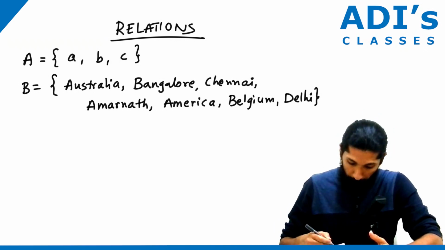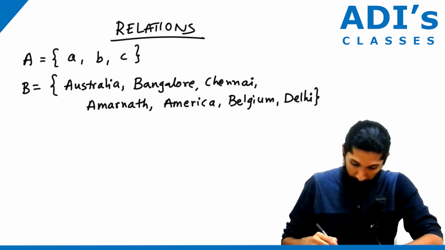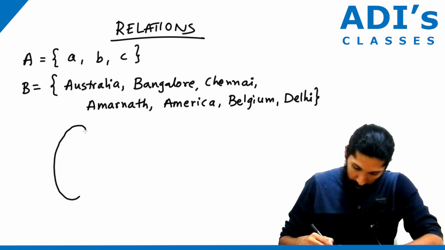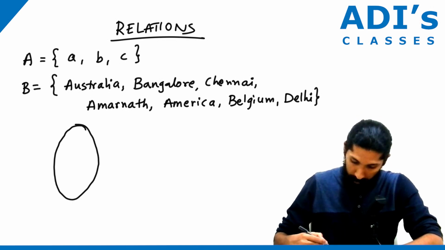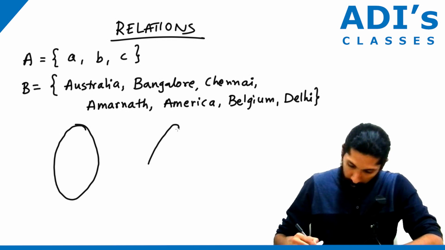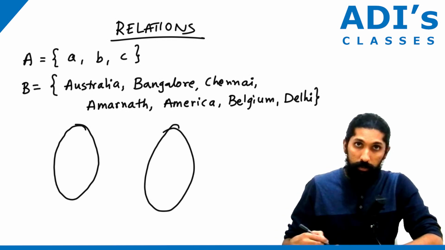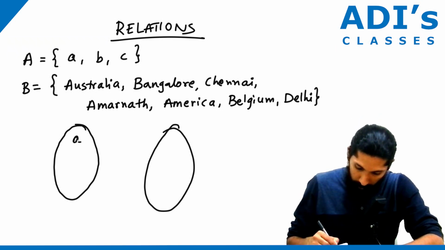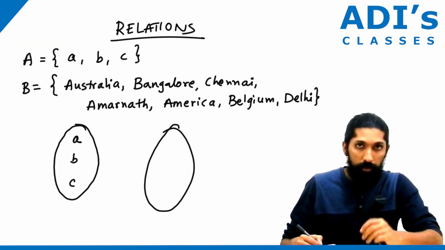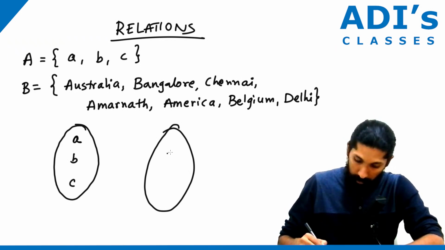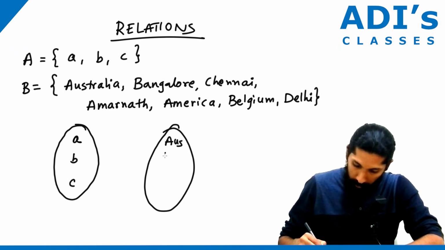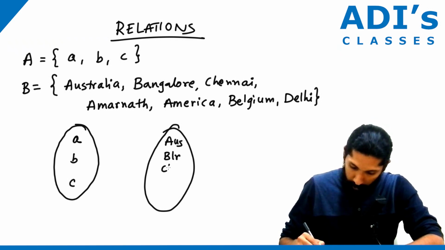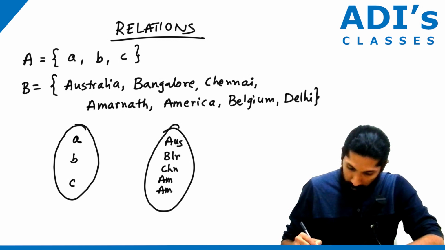In the arrow diagram method, we have two important things. Suppose I write the letters A, B, C, and then here I write the place names. So we'll make two circles here. You have A, then B, then C. Here we have all the places. The first one is Australia. Next we have Bangalore, Chennai, then Amarnath, then America, then Belgium, and finally Delhi.